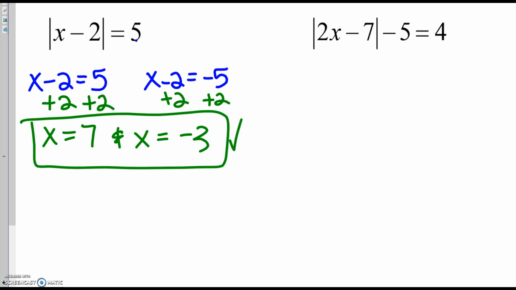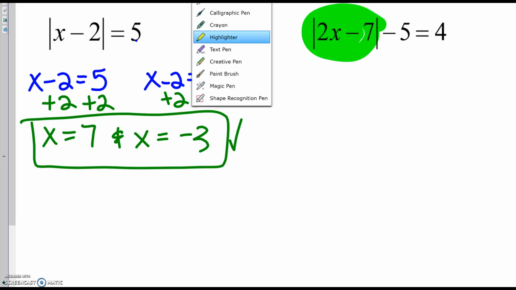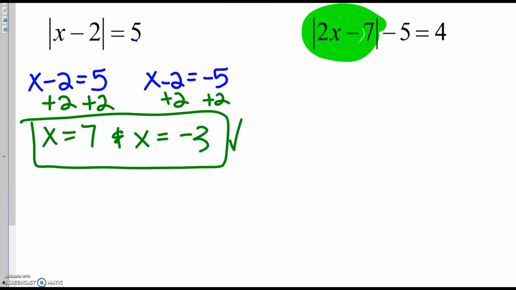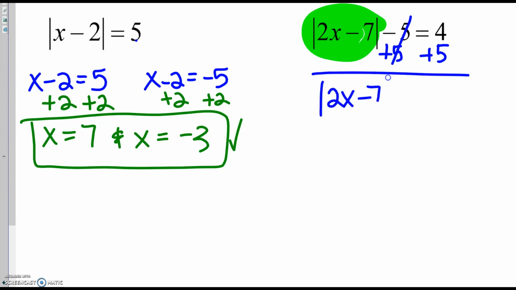Let's look at our second equation. So now you can see that the absolute value is not isolated right off the bat. We have a minus 5 next to it. So the first thing that we need to do is get this part of the expression by itself. And we do that by using inverse operations. So we would add 5 to both sides. That gives me the absolute value of 2x minus 7, and that's going to be equal to 9.